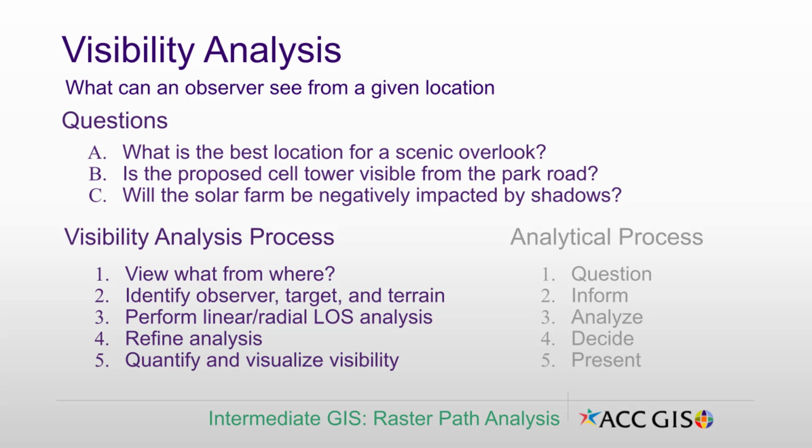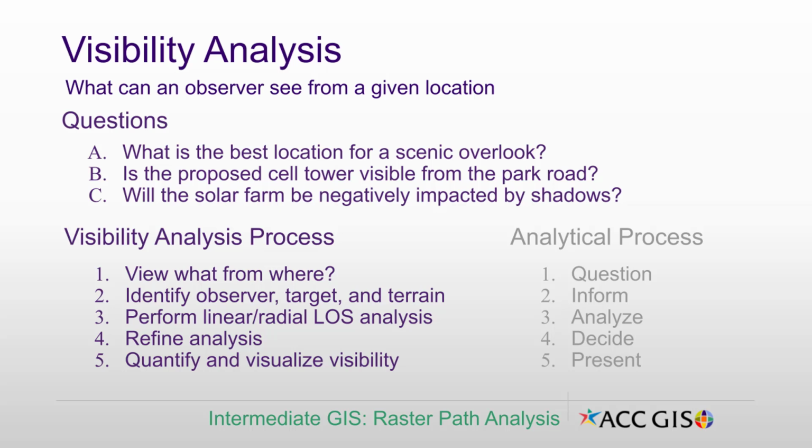Now we can use these various surface analysis geoprocessing tools to perform a higher level visibility analysis, where we can determine what an observer sees from any given location. And we can use visibility analysis to answer questions like, what is the best location for a scenic overlook? Is the proposed cell tower visible from the park road? And will the solar farm be negatively impacted by shadows?